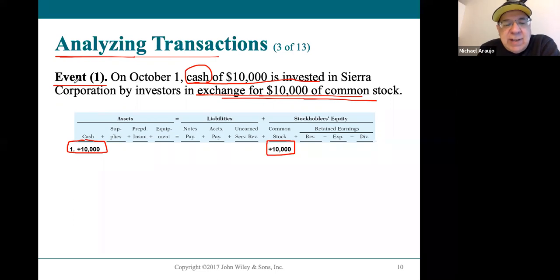So in event number 1, this transaction affected 2 accounts. It affected cash and it affected common stock. How did it affect it? Well, the company has more cash. So the plus 10,000 here simply indicates, from an analysis perspective, this is not accounting, this is simply analysis, the company has $10,000 more in cash. It also has $10,000 more in common stock.